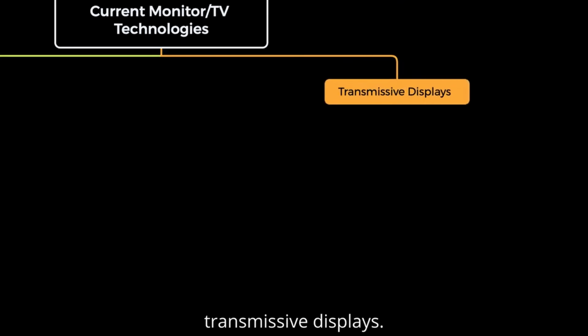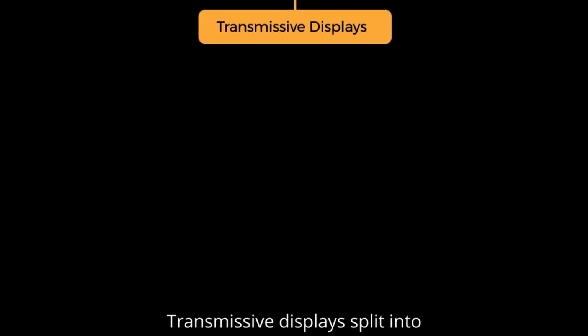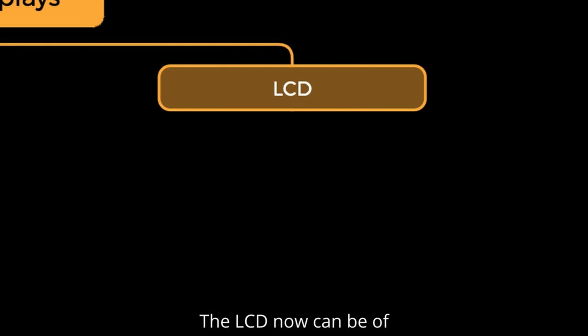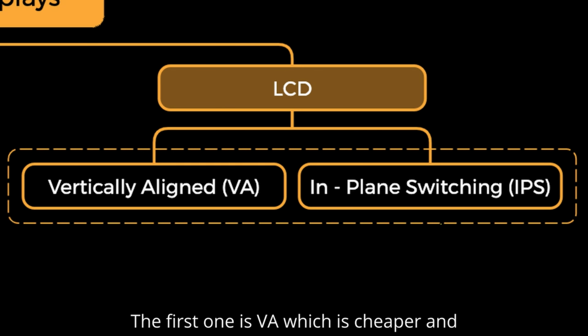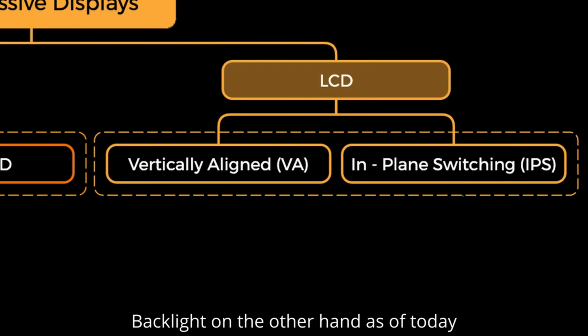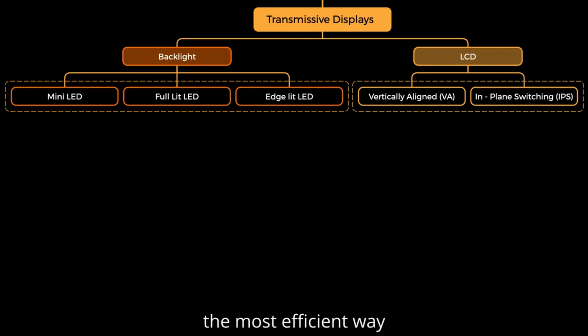Now let's move on to transmissive displays. Transmissive displays split into the backlight and the LCD panel itself. First, let's talk about the LCD. The LCD can be of different types. The first one is VA, which is cheaper, and IPS, in-plane switching, which is more expensive. Backlight, on the other hand, as of today, the most efficient way of powering a backlight is via LED.